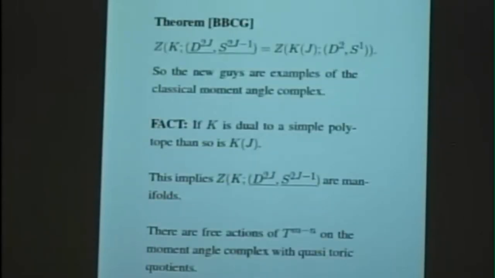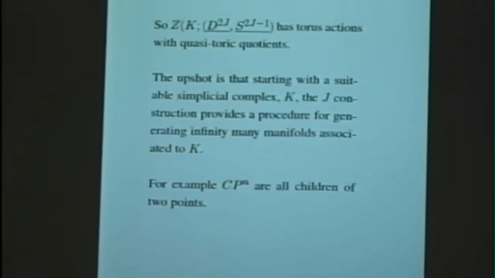So we get an action on each one of these, producing a manifold. So what happens, I start with the dual of a polytope. I go through this construction. I get infinitely many moment angle complexes. I do Davis and Januszkiewicz's action of the torus, and I get infinite families of manifolds associated to a single polytope. So for example, if I start with just 2 points and go through this process, you can construct all the complex projective spaces.